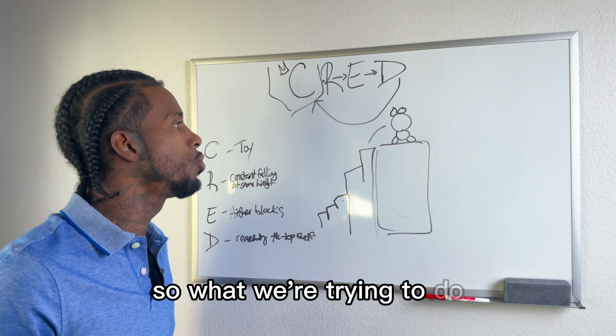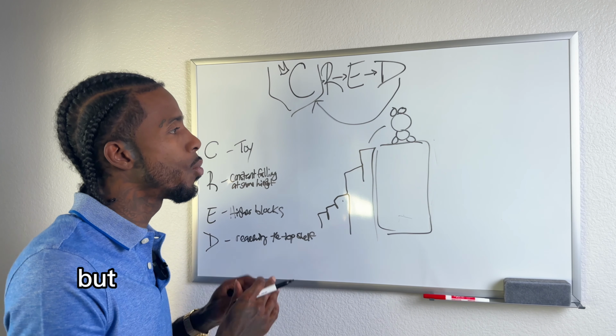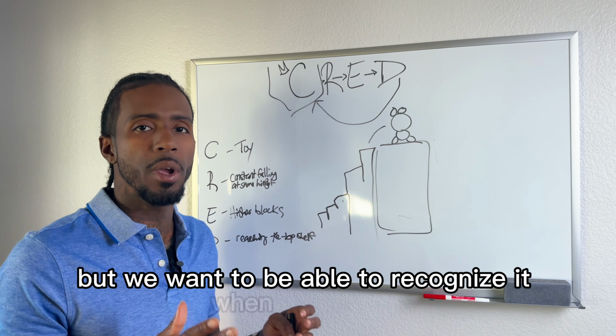So what we're trying to do, we're not trying to stop the cycle. The cycle always happens, right? But we want to be able to recognize it when it happens.